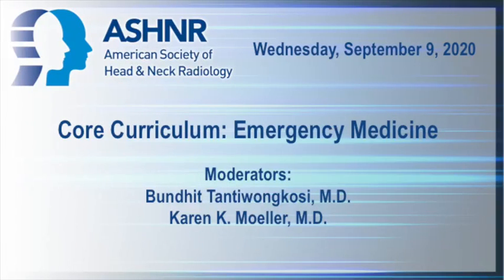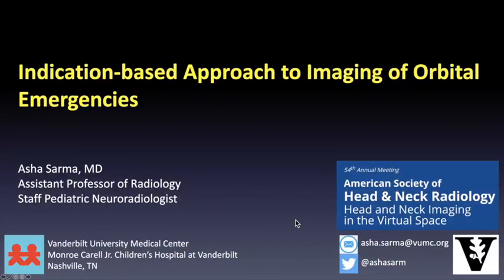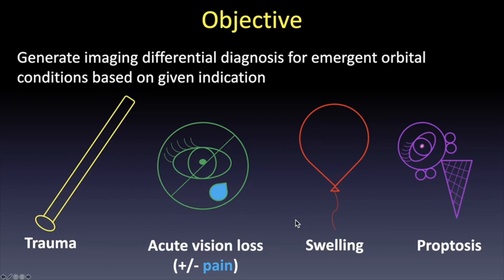Hi. My name is Asha Sarma, and I'm a pediatric neuroradiologist at Vanderbilt. The topic of this presentation is an indication-based approach to imaging of orbital emergencies. The goal of this presentation is for the viewer to be able to generate an imaging differential diagnosis and recognize salient findings for emergent orbital conditions.